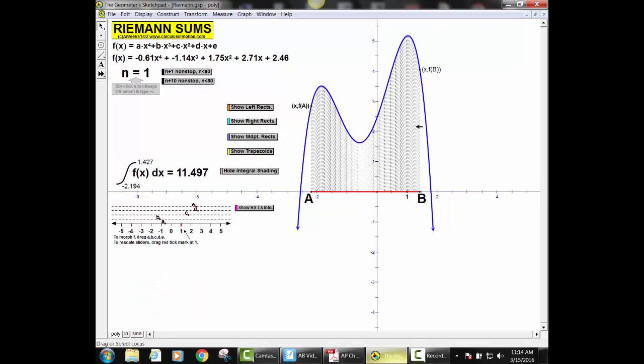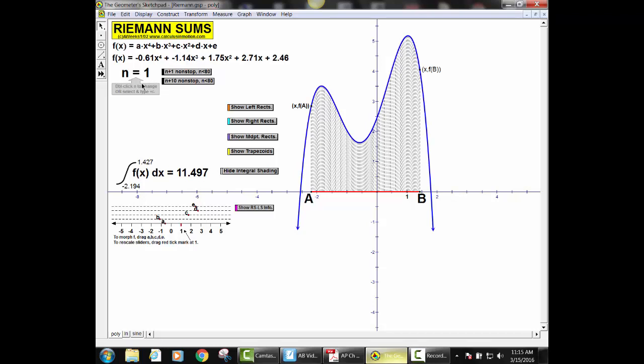So we have this shaded region, bounded on the top by this blue polynomial curve, on the bottom by the x-axis, on the left by a vertical line, x equals, it looks like, -2.5, and on the right by x equals b. We're going to approximate that area using a Riemann sum, which is a sum of rectangles.